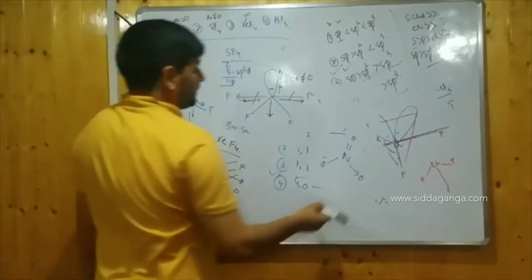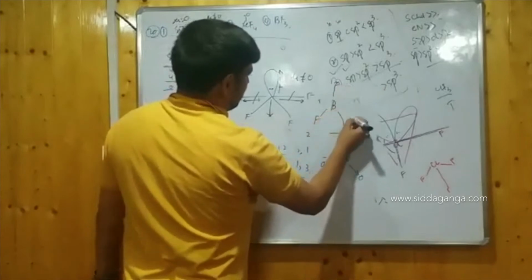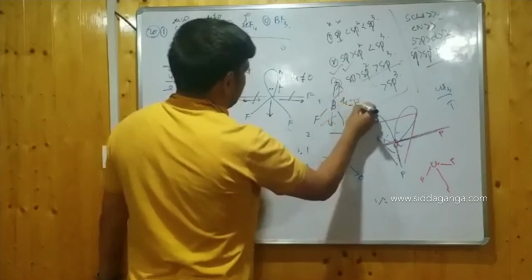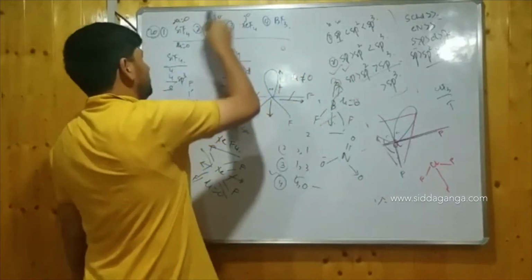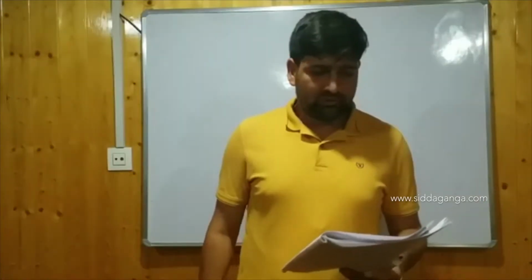And BF3, the whole world knows it. Boron, hybridization is sp2. Fluorine, fluorine, fluorine. Net addition, net dipole moment will be 0. So the correct option will be SF4. Clear or not, children? The question number on the paper is 28.